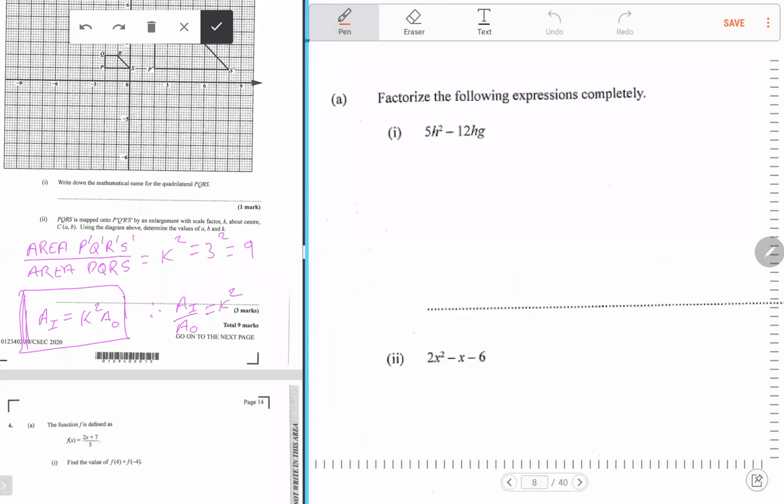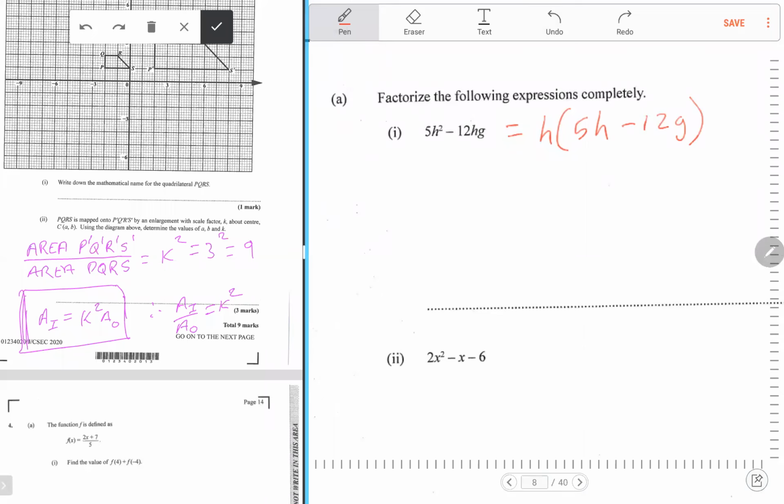Now this question, we must factorize this. This clearly only has one common factor, which is h. So let's factorize the h out of that. This basically becomes h times (5h minus 12g). Make sure to check inside to see if you can factorize it any more. No, you can't factorize further, so you're done.